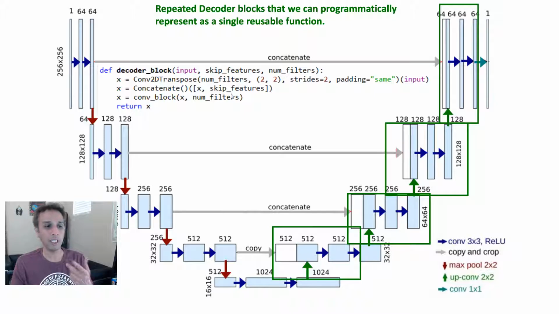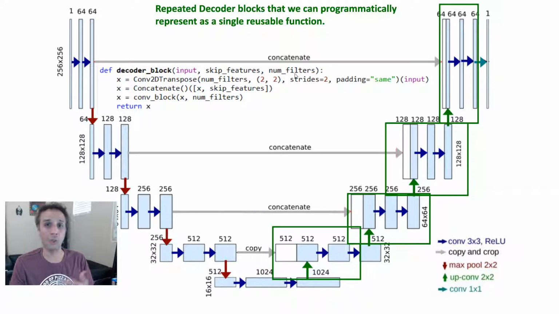So first of all, what are the inputs to this decoder block? One is the input array coming from the previous operation. And then you need the skip features. What do we mean by skip features? Skip features is nothing but this block right there, the output from that conv operation that gets concatenated. We'll see why we need that in a minute. And we also need the number of filters, right? 512 or 256 or 128 or 64 as we go up.